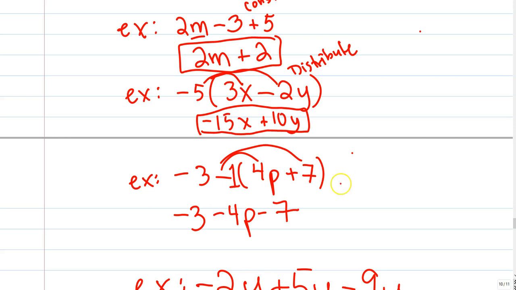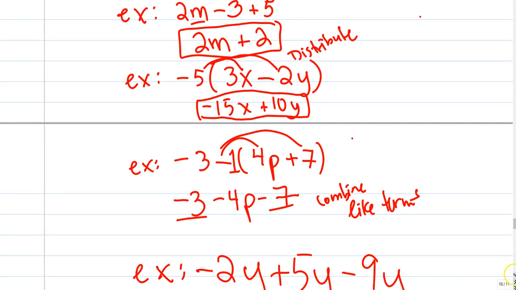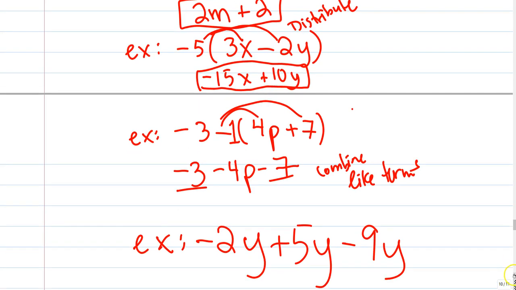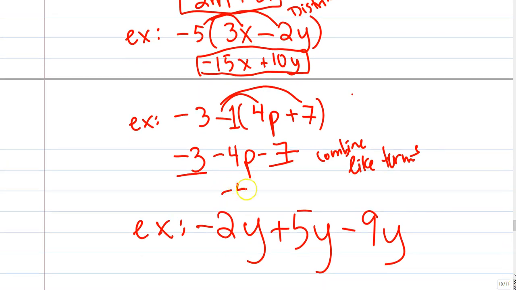We can only combine like terms. What are my like terms? Well, these two are constants. When I write this, now technically we generally put the variable first, so I'm going to do that. I'm going to put the negative 4p. But you still got to remember your old rules.